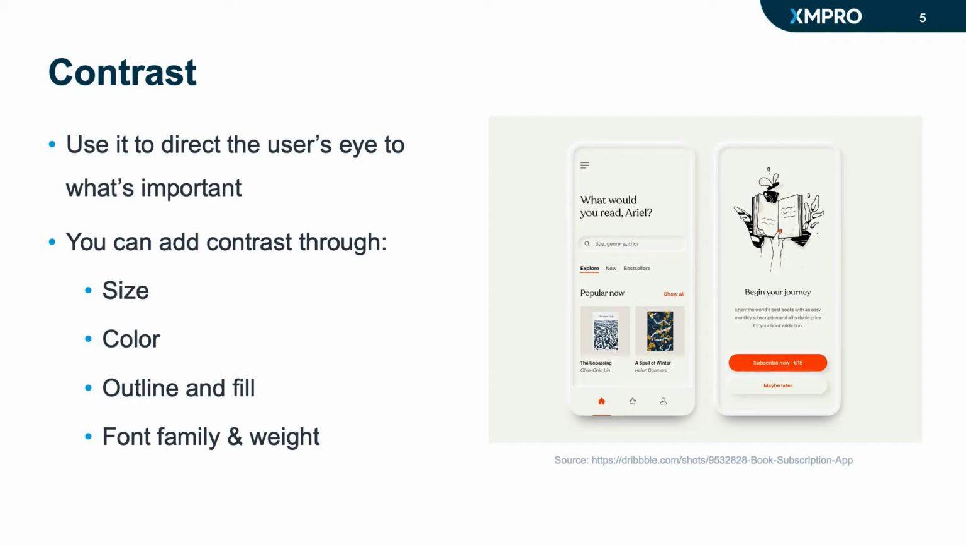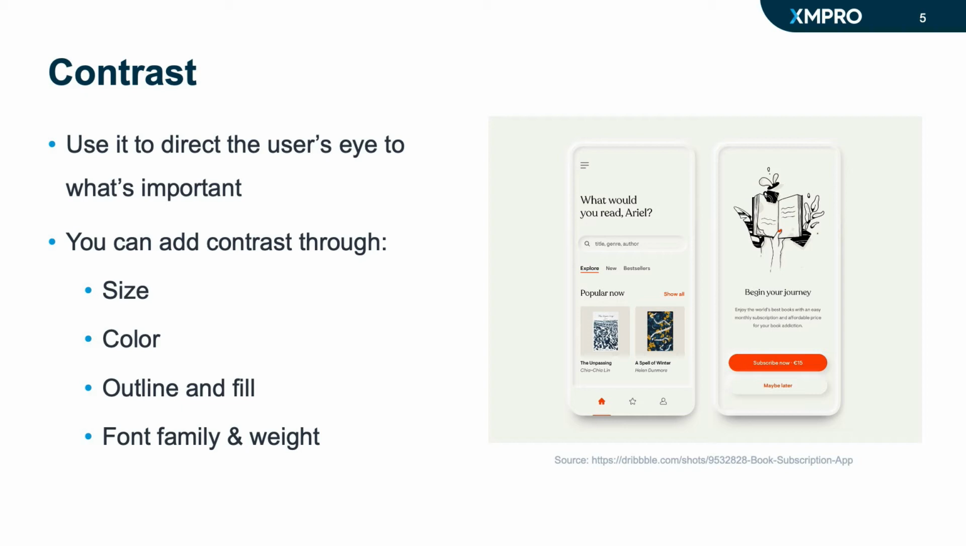There are various ways to add contrast to a design. In this example, the designer used color to make elements that are important stand out. You can also add contrast through the size of an element, using outlines, fills, or different font families and weights.